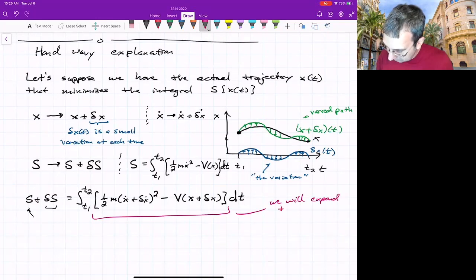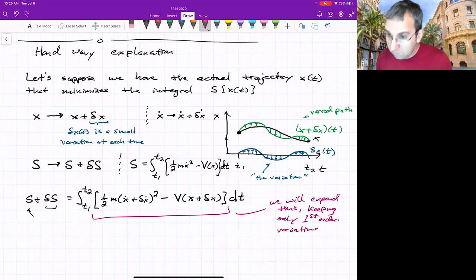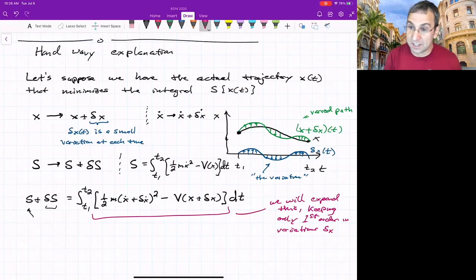You will expand this, keeping only first order variations. So things that are first order in the variation. So if I get something like delta x squared or delta x dot squared, I'm going to say that's very small and I throw it out.